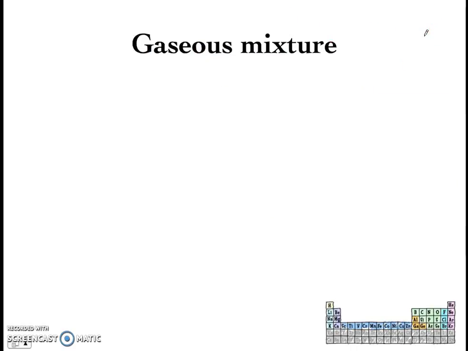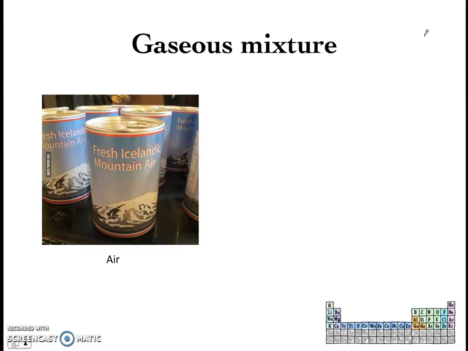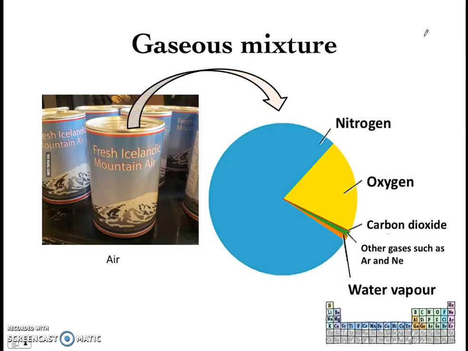So let's start by looking at an example of a gaseous mixture. Now I've got some fresh Icelandic mountain air from Iceland, freshly. And this air is a gaseous mixture. If you look at the components of air, you'll find that inside air there are different components. There's nitrogen, oxygen, carbon dioxide, water vapor, other gases like Ar, which stands for something, go look at your periodic table, and Ne, which also stands for something else. So air is a gaseous mixture made of different gases.